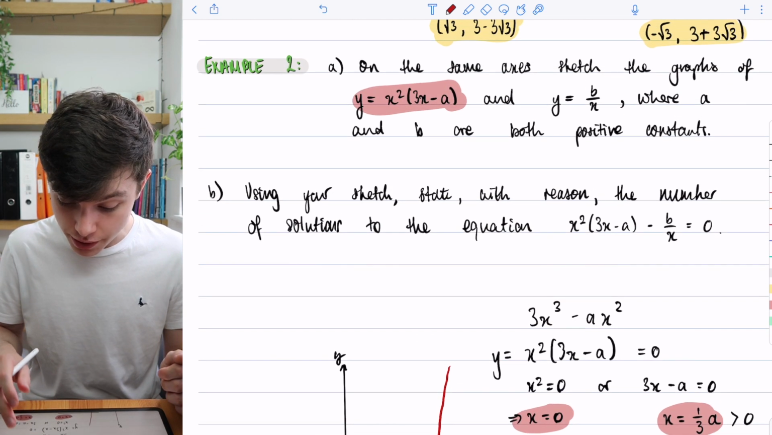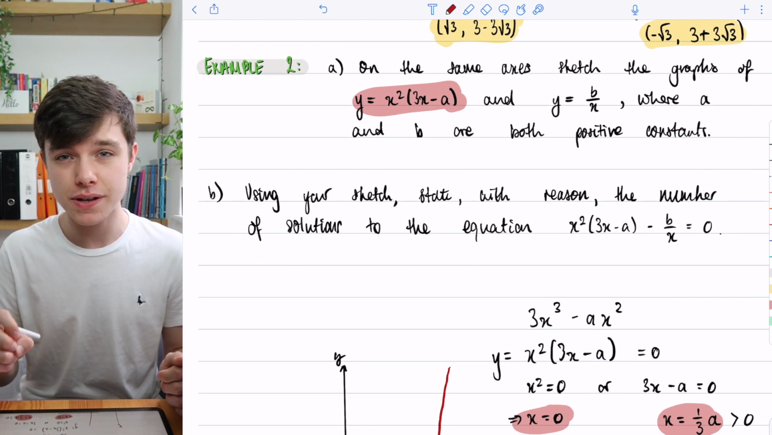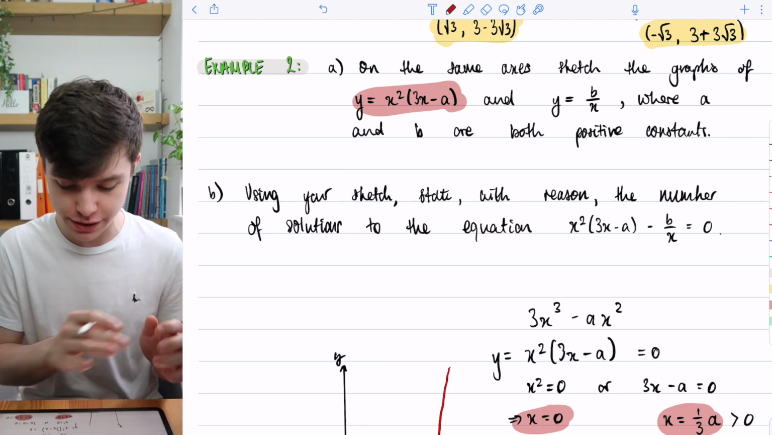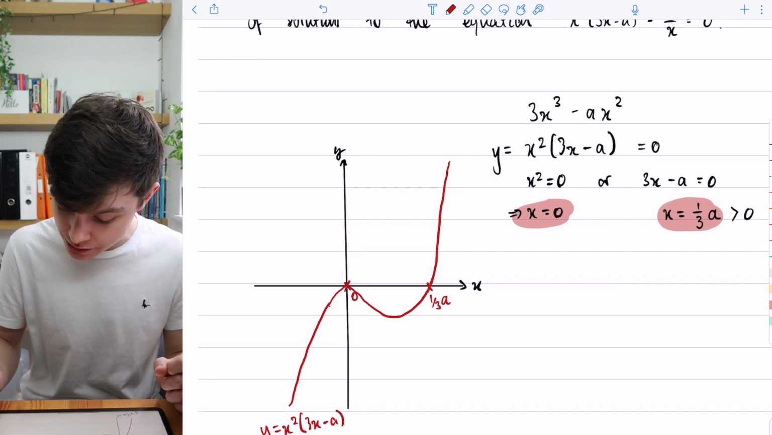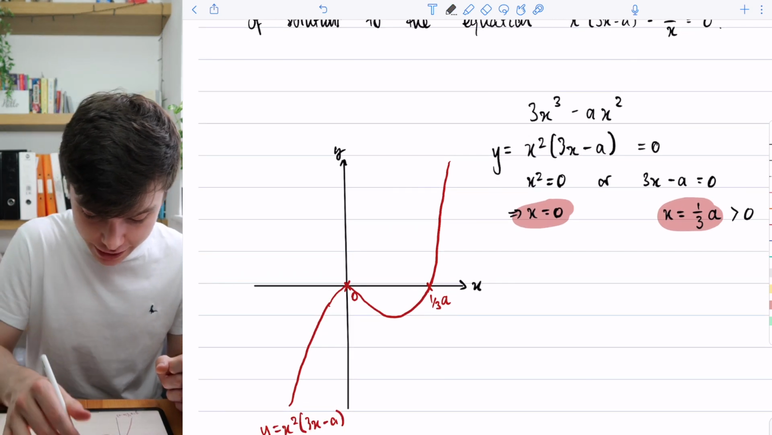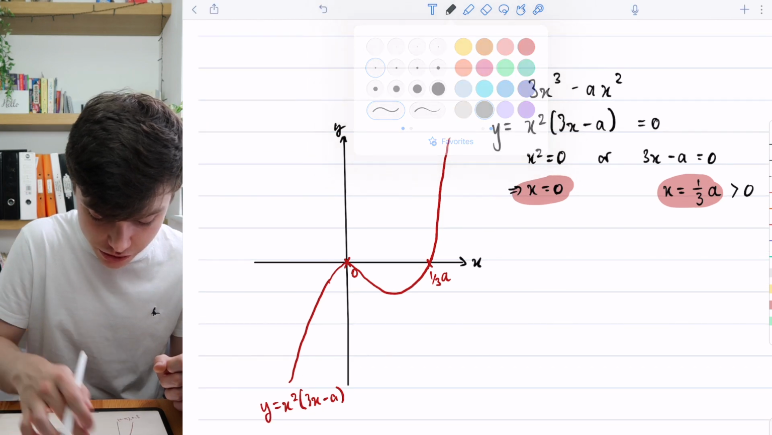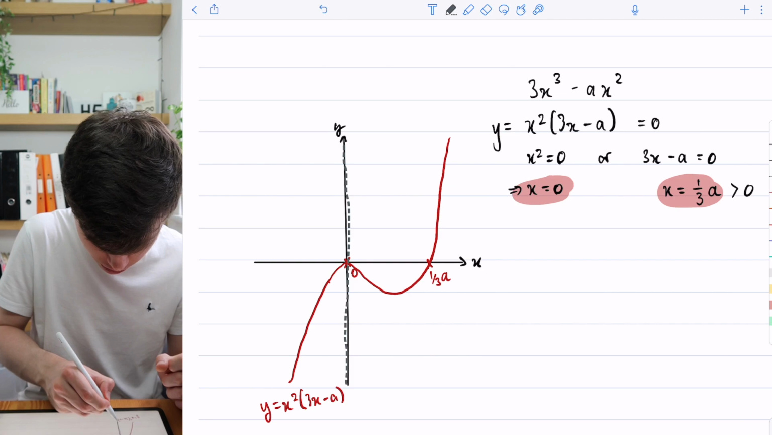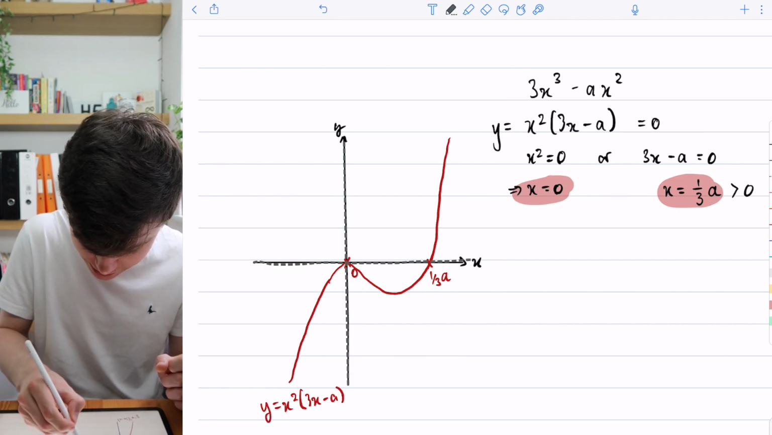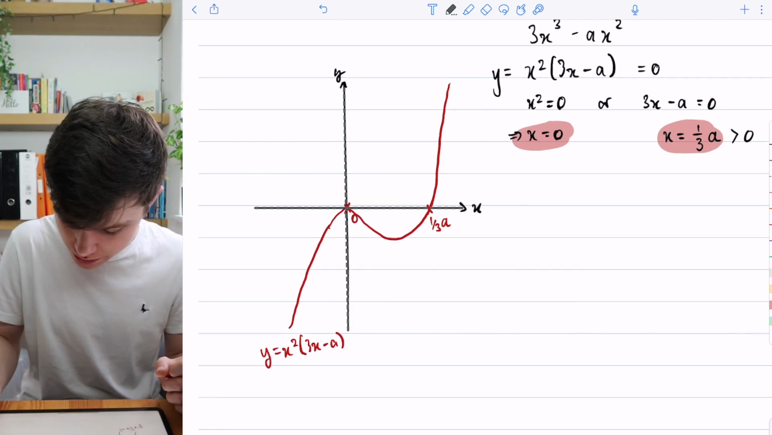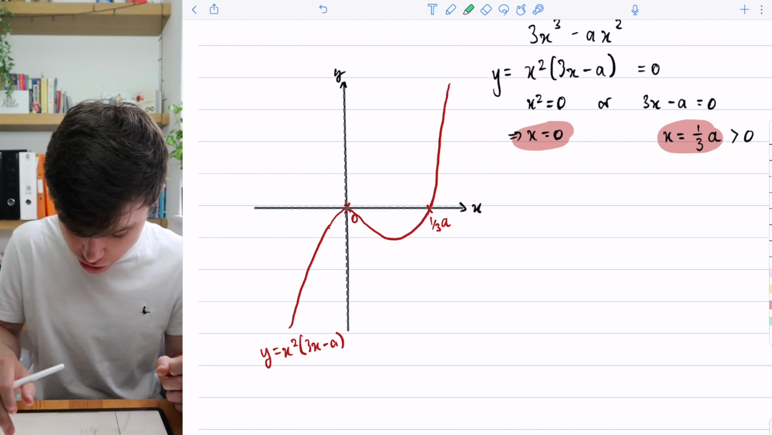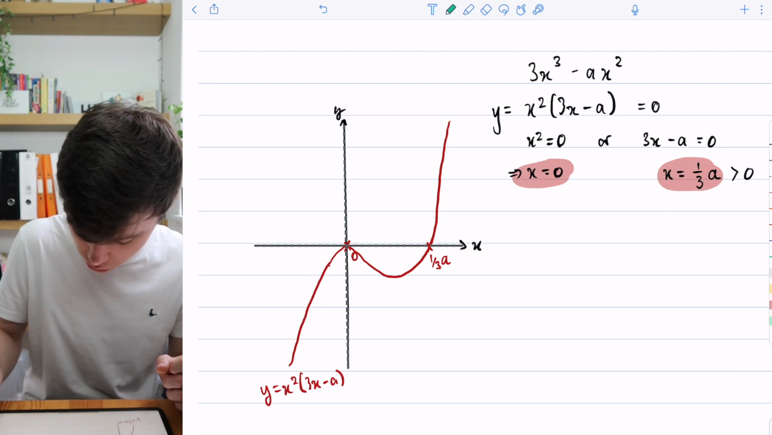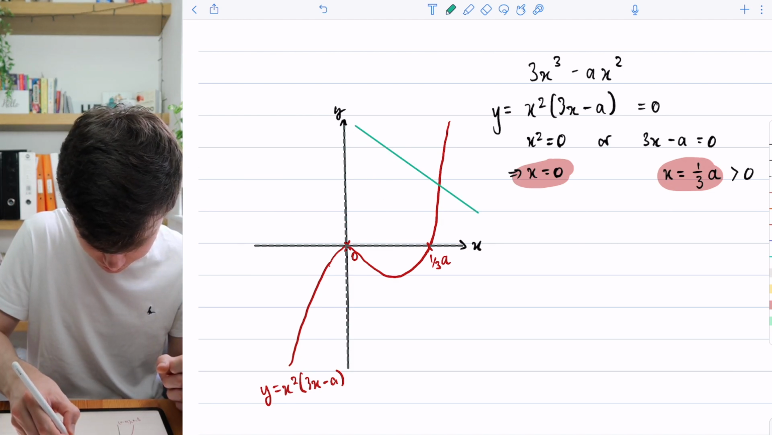And then we also want to sketch b over x. Sketching b over x is just like sketching k over x in the previous video. So sketching that, it's going to look something like this. It's going to have asymptotes, so we'll write those on and we'll do them dashed. Asymptotes down the y-axis and down the x-axis, and then it's going to look like this, and we'll do that one in green. So b over x will look like this.